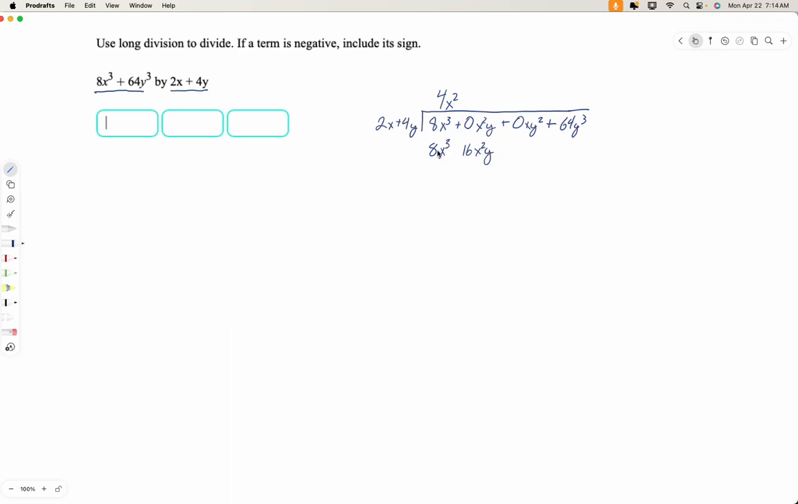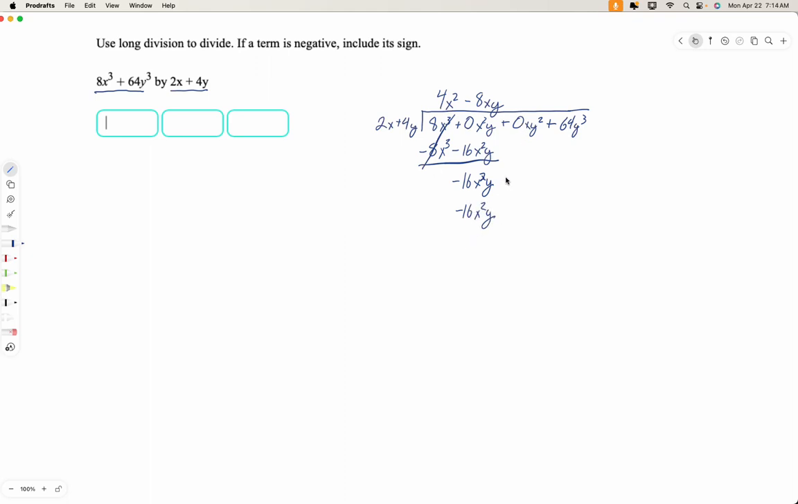And both of these are positive, but we're going to change the sign in order to cancel the term, just like we would in regular long division. And then we combine these to see what we have left. And that's 16x squared y. So now we divide by the 2x. 2x into 16x squared y would be a negative 8xy. Negative 8xy times 2x gives us a negative 16x squared y.